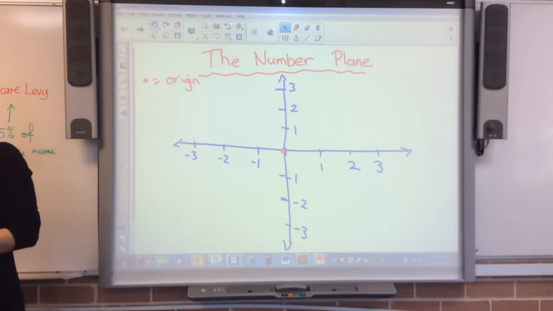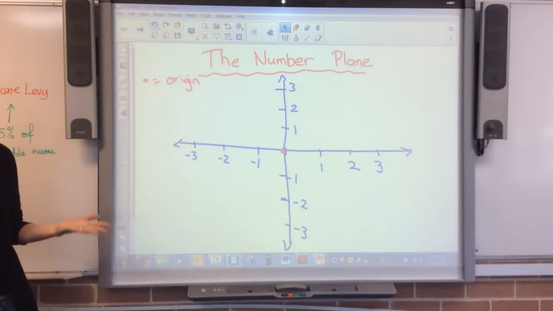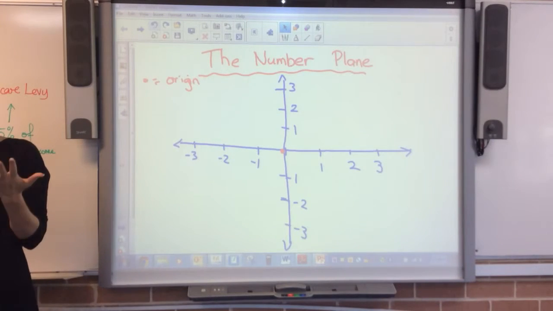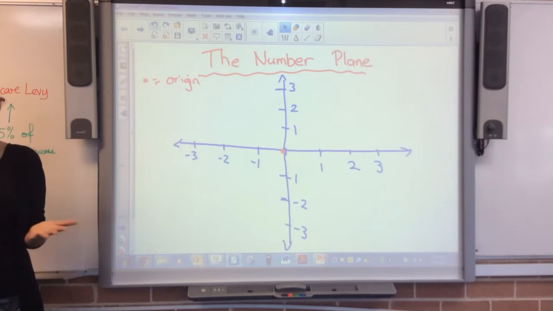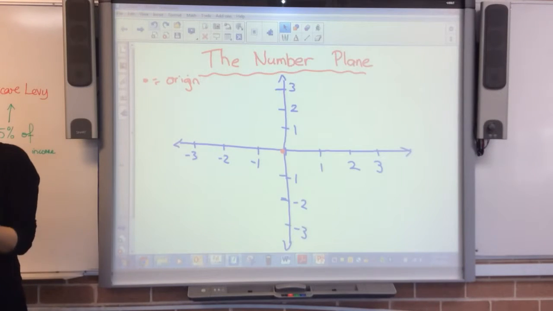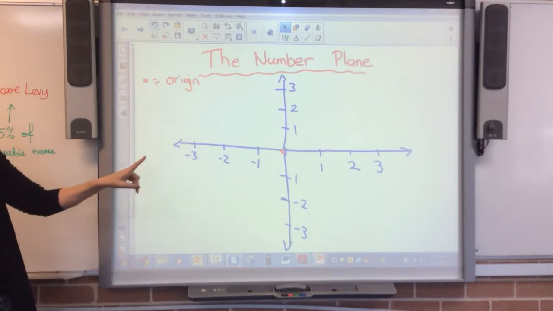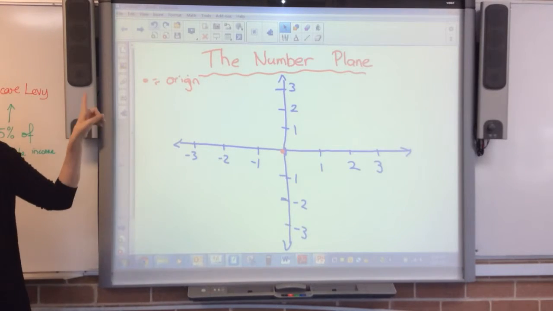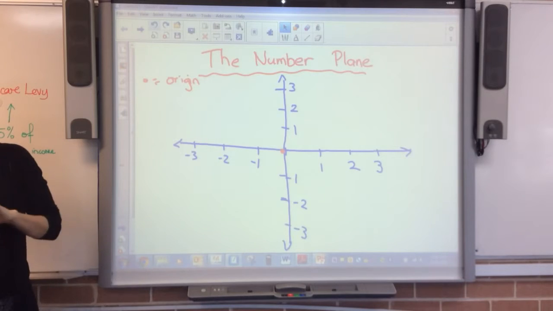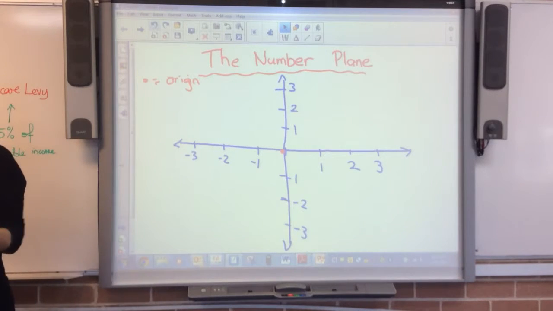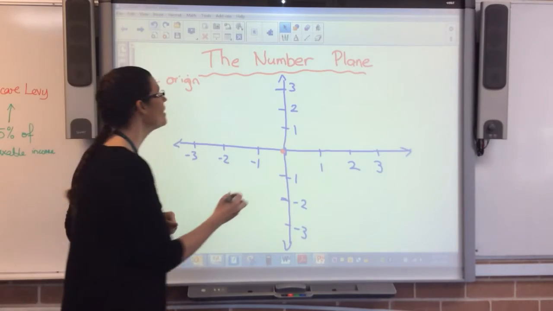Remember, each point we need to give instructions on how to get there. Which instruction did we do first? Did we do across or up first? Across. So we're always going to give our across instruction first. At the point of origin, I haven't gone across and I haven't gone up or down. So what do you think my coordinates would be? 0, 0. Yes.